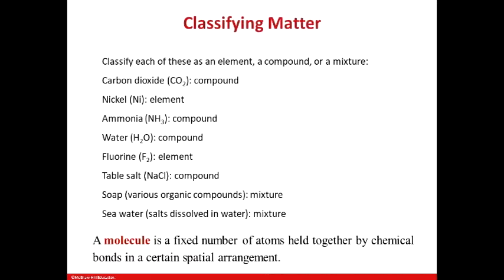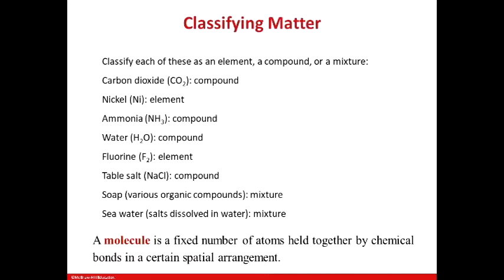Then we have ammonia. This is a compound. We have a molecule of ammonia. It's a compound because we have nitrogen and hydrogen. Okay. Water is also a compound because we have hydrogen and oxygen. And on the other hand, fluorine is an element.